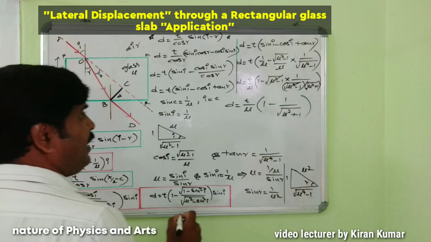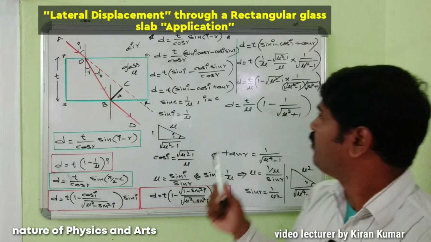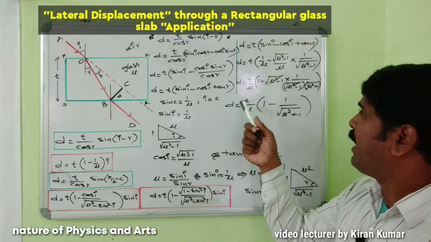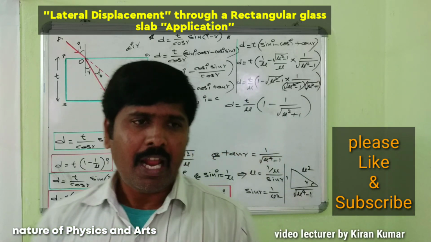This is the equation for the given question. This is the relation between the lateral displacement, thickness and refractive index of the glass slab.